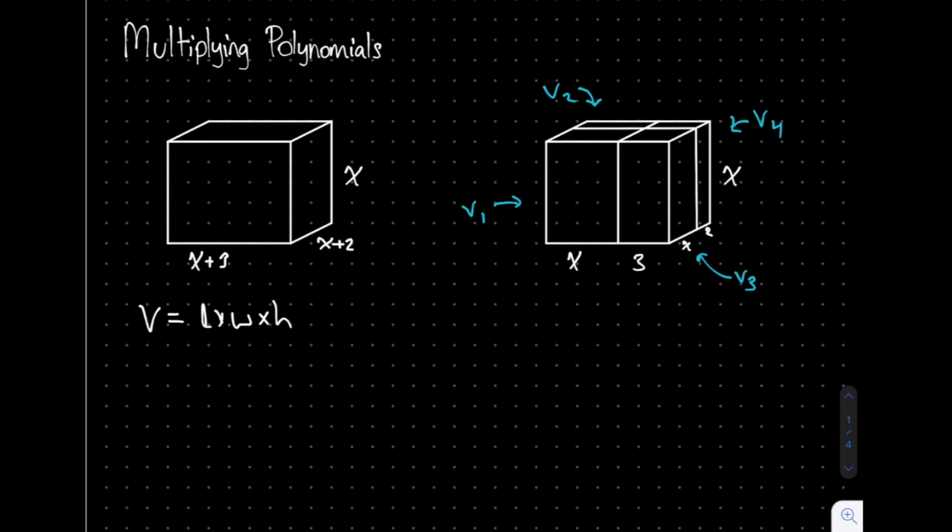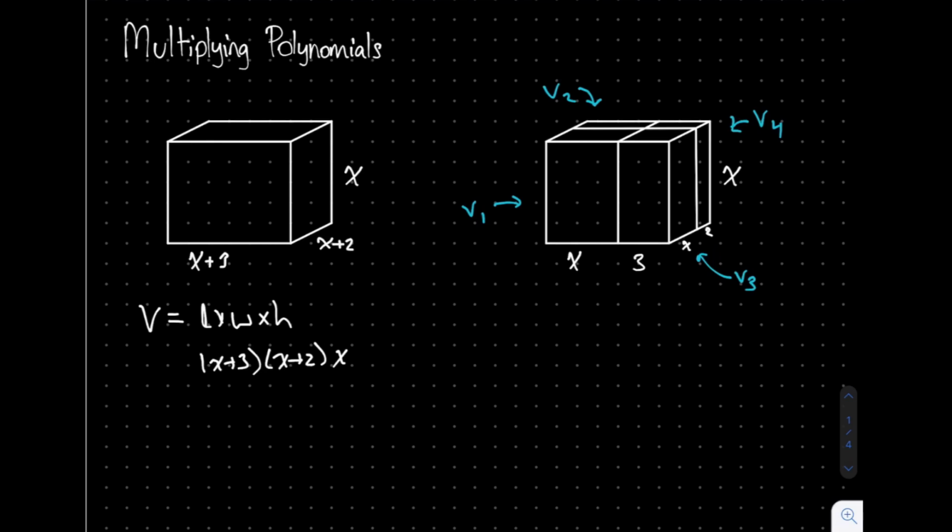So first, I'd like to point out that we can extend our area model for multiplication into a volume model for multiplication of polynomials. If I've got three polynomials I want to multiply together, we're effectively finding the volume of a rectangular prism. The volume of a rectangular prism is length times width times height. So the volume of this rectangular prism is x plus 3 times x plus 2 times x.